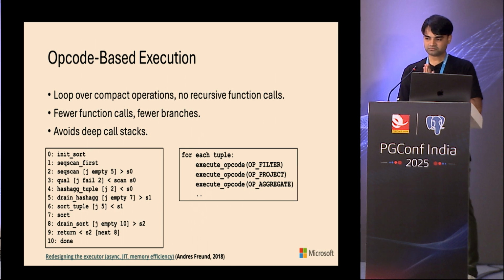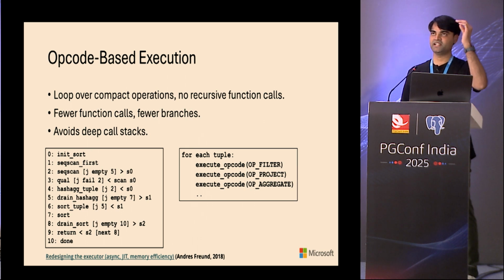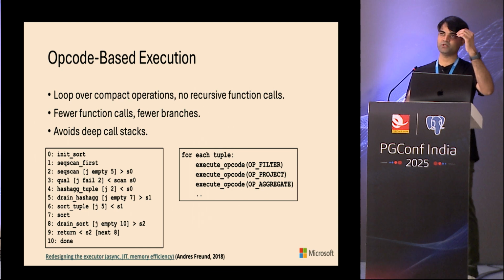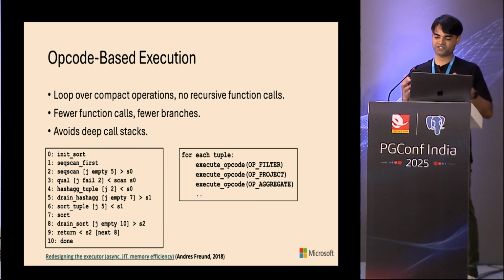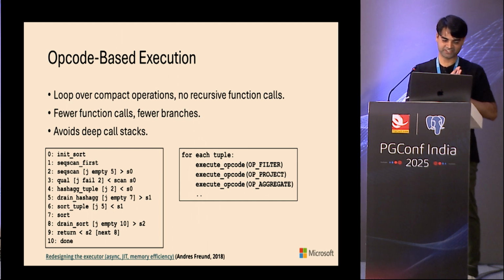And in the Volcano model, you start at the root node, and before you do any actual useful work, you just keep calling functions until you get to the node that actually reads tuples from disk. But in this opcode-based execution, we kind of turn it inside out. You start with sequential scan, because it's placed in the beginning. I mean, there is sort, but let's forget that for a second.